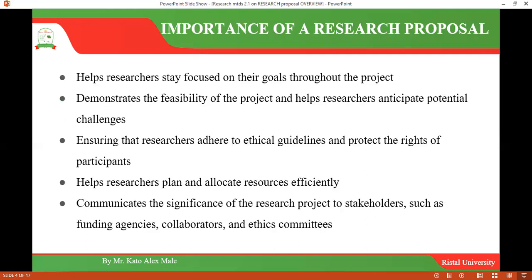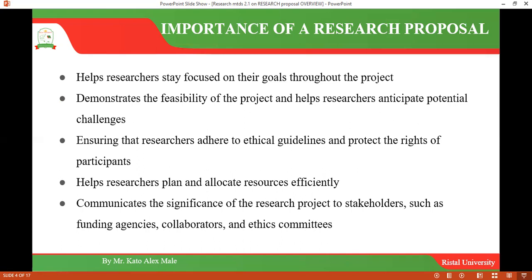So, the importance of a research proposal: it helps researchers stay focused on their goals throughout the project. You set goals and then put them in writing. And what a proposal does, it keeps you updated of what you are supposed to follow through the research process. It demonstrates the feasibility of the project and helps researchers anticipate potential challenges.